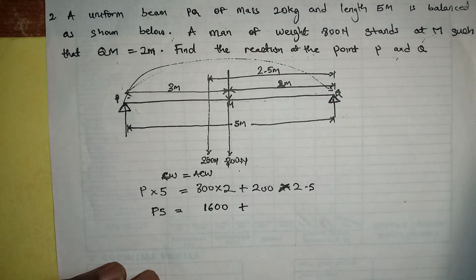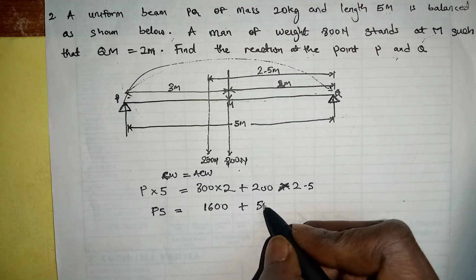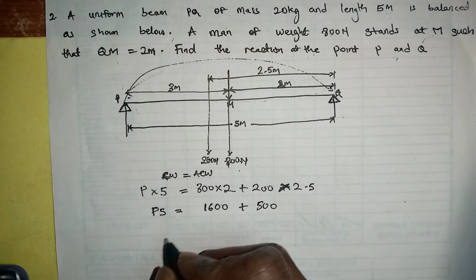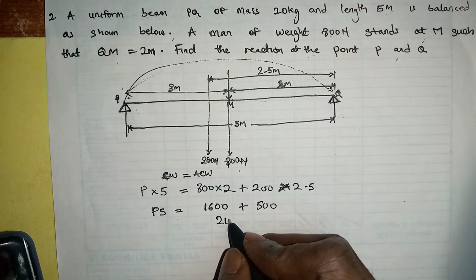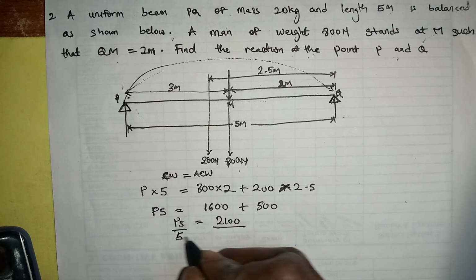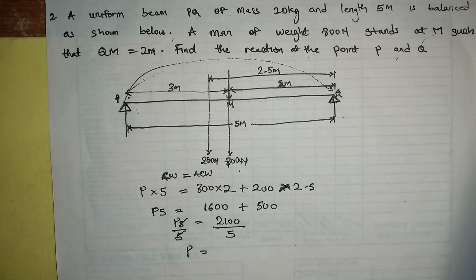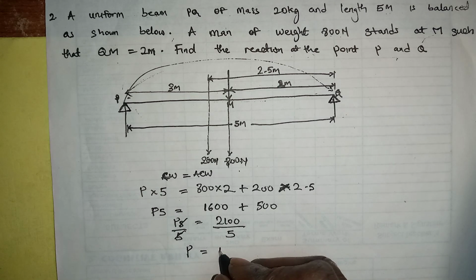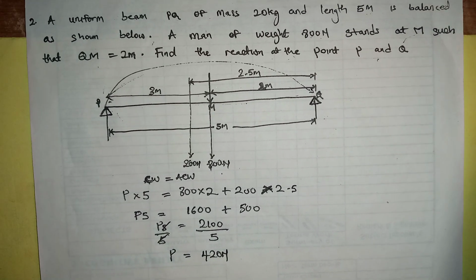1,600 plus 200 multiplied by 2.5, it will give us 500. So 1,600 plus 500 will give us 2,100. We have P times 5 equal to 2,100, so divide both sides by 5. So the reaction at P is going to be 2,100 divided by 5, so it's going to be 420 Newton. That is for the P side.